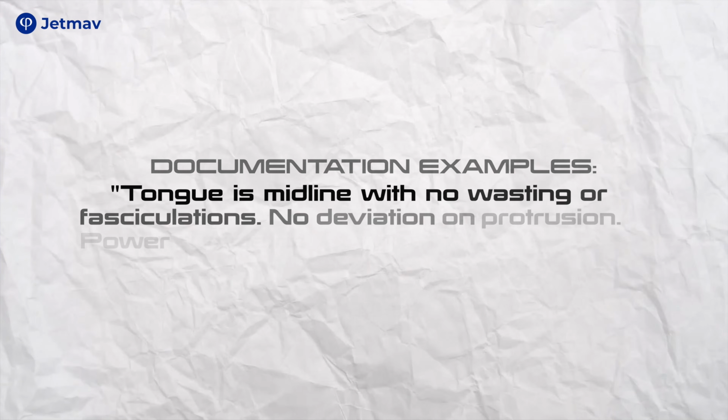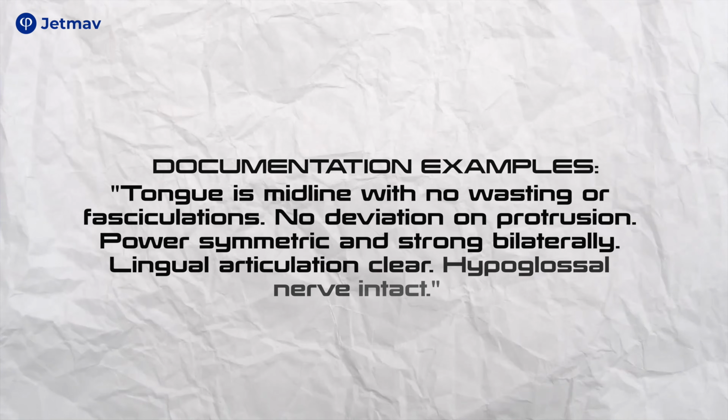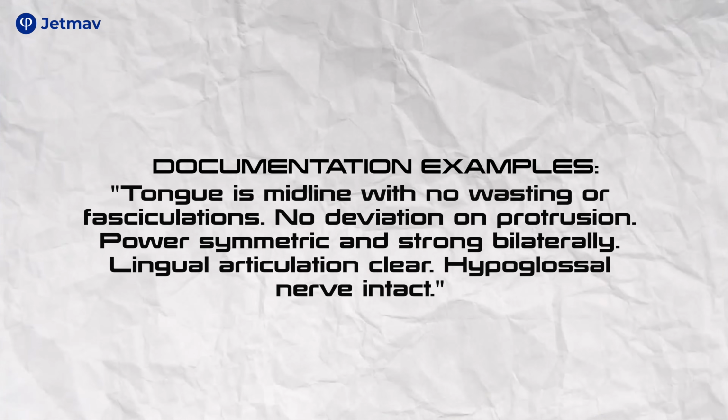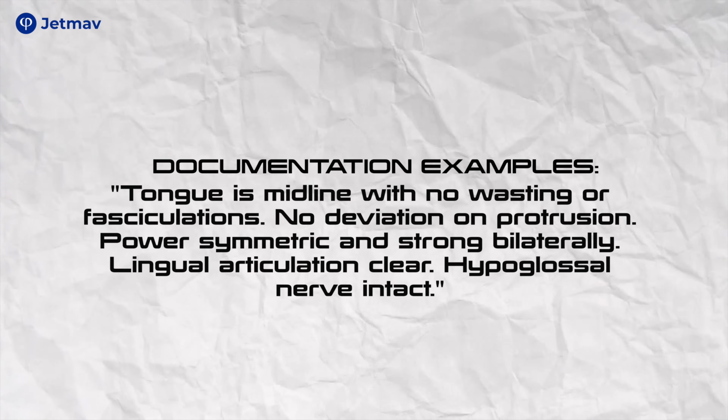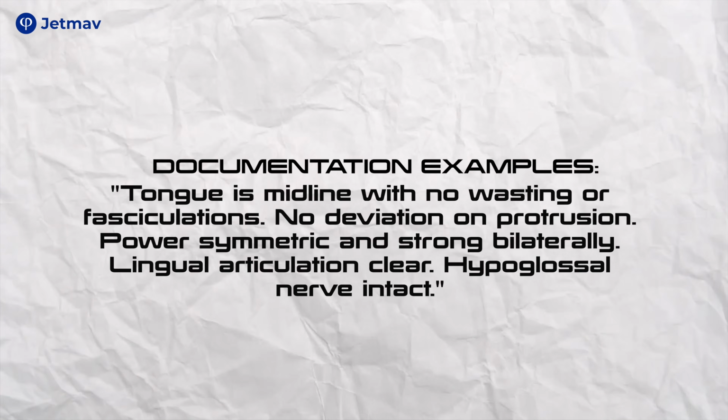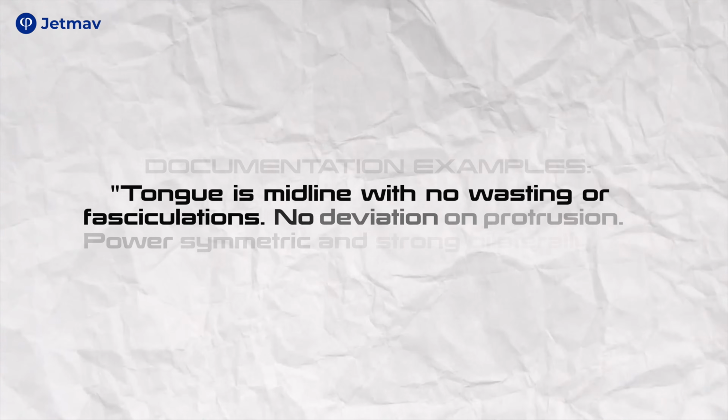When you're done with the examination, then you're going to document it this way. Maybe you can say something like, the tongue is midline with no wasting or fasciculations. There's no deviation on protrusion. Power is symmetric and strong bilaterally. Lingual articulation clear. Hypoglossal nerve intact. So that's an example of a report of a normal hypoglossal nerve examination. So this concludes our cranial nerve examination. Thanks.